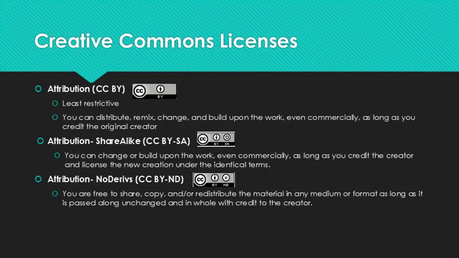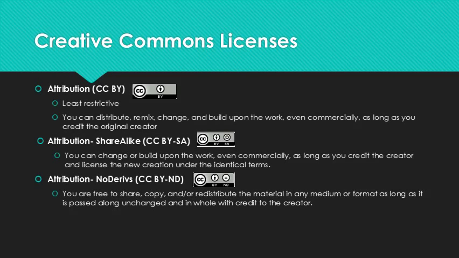There are 6 levels of Creative Commons licenses. Each license has its own logo, which is featured next to the license name on the slides. Look for them on the sites you visit. We will discuss them from least restrictive to most restrictive. Let's talk about the first 3.